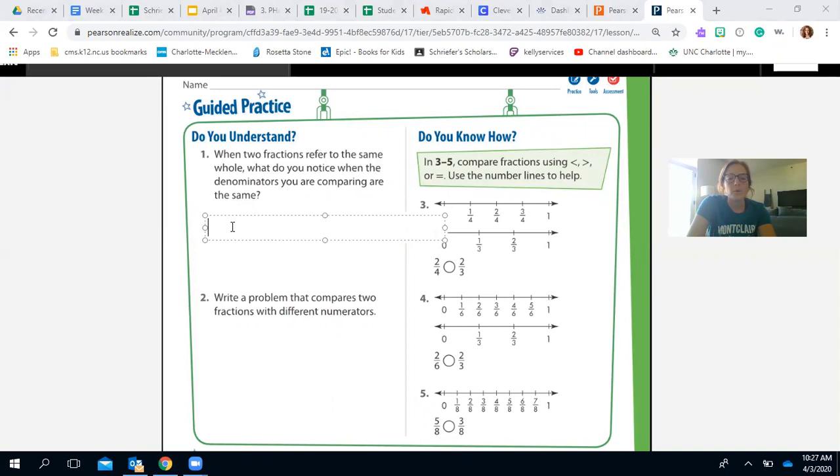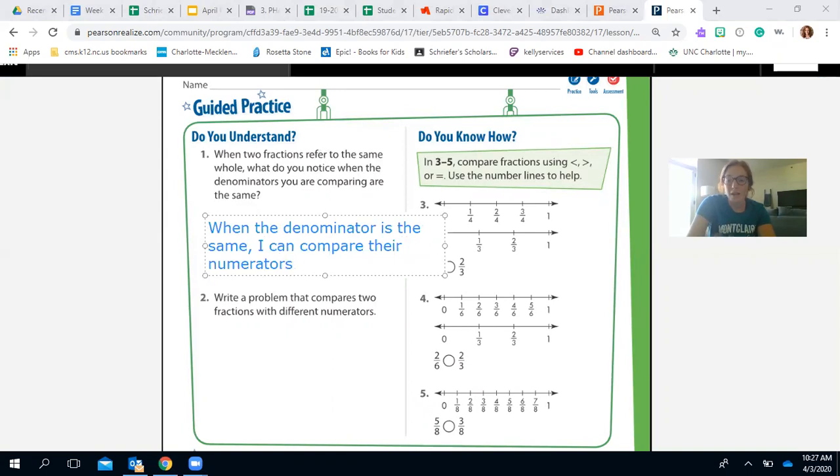So when the denominator is the same, I can compare their numerators, or the number that's on top, or use one number line to compare them.